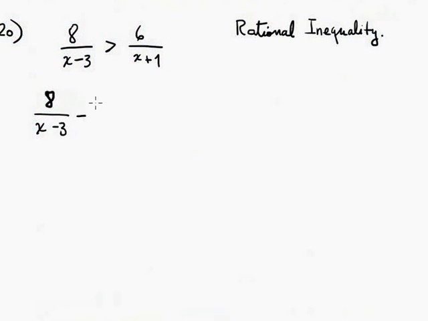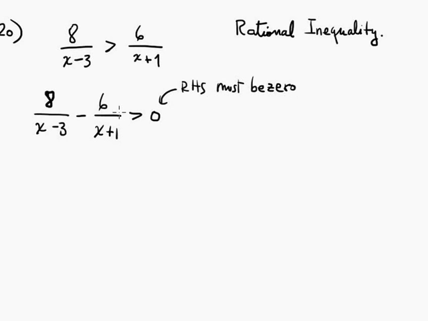Bracket 0, subtraction 6 over x plus 1 greater than 0. Okay, one more time, the right hand side must be 0. Now I have to manipulate this part in order to express it in one common denominator. Now the LCD is x minus 3, x plus 1.